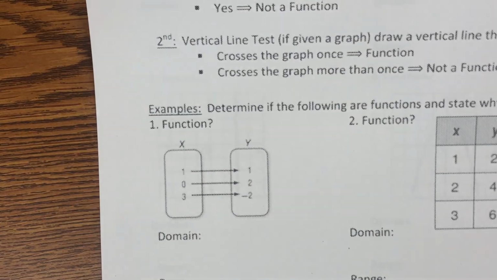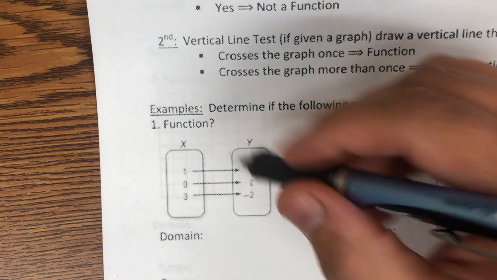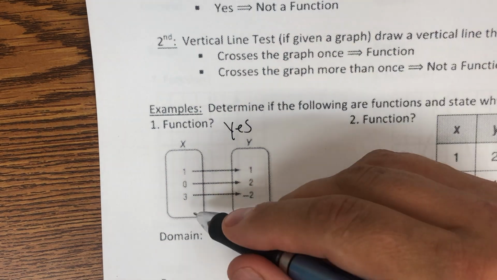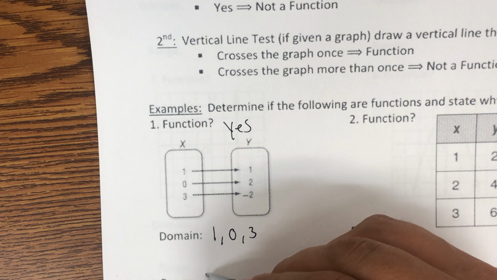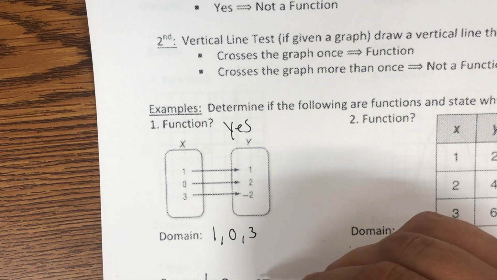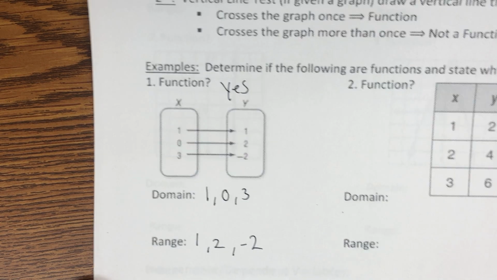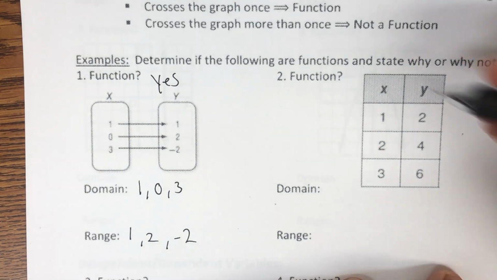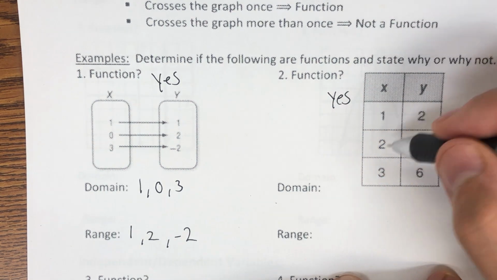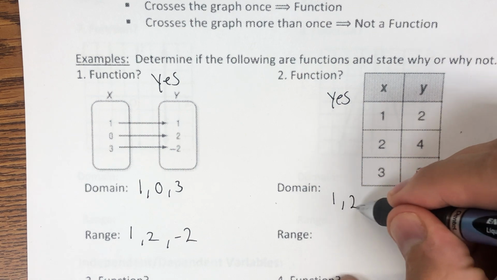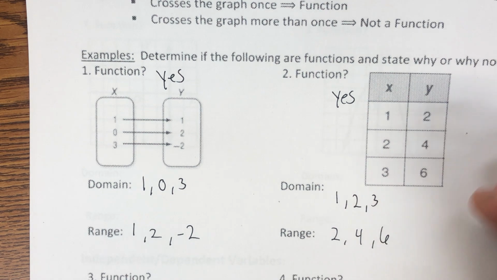So realistically, going to look at some examples here. So our first one is mapped. Do the x's repeat? I see a 1, a 0, and a 3. So they do not repeat. So yes, it is a function. The domain, every x value, 1, 0, and 3. And the range is 1, 2, -2. Okay? We have listed out the domain and the range. The next one, number 2, is it a function? Does x repeat? No. So yes, it is a function. X's are 1, 2, and 3. Domain is 1, 2, and 3, and the range is 2, 4, and 6.